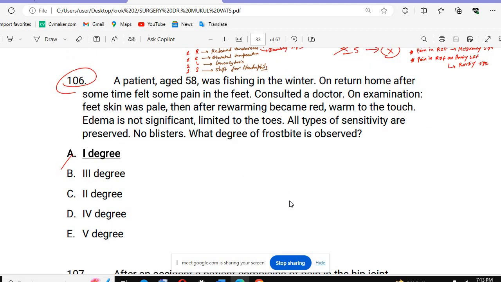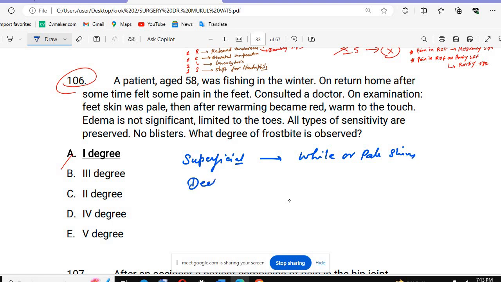Then question number 106, we already discussed all the frostbite things. If it is superficial frostbite, or first degree, there will be white or pale skin, and the patient will feel cold and numbness. And if it is deep frostbite, it looks waxy or bluish green.